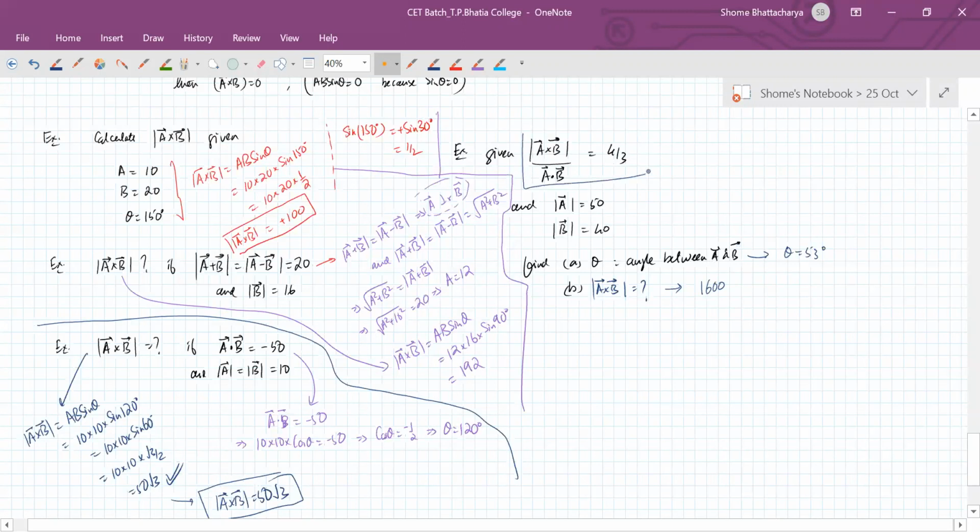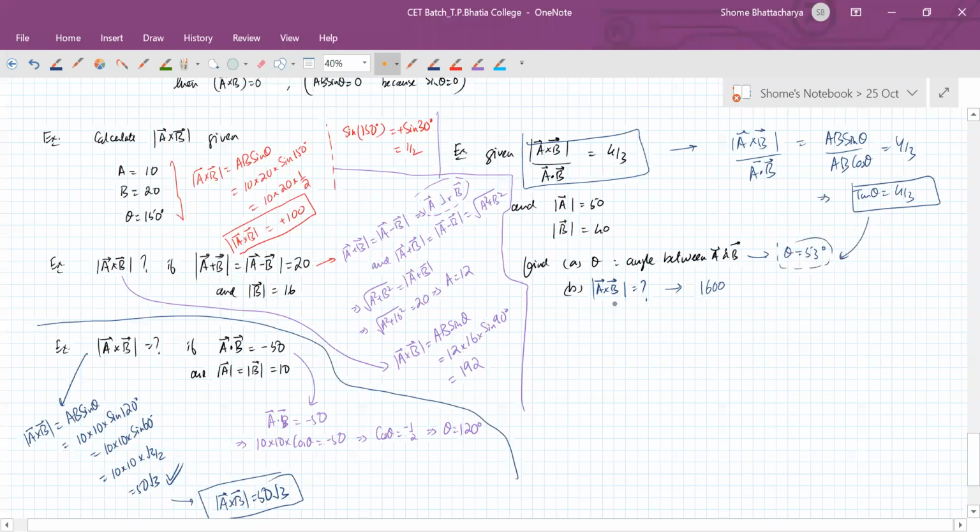Okay. So this statement here, what does this mean? Magnitude of A cross B divided by A dot B. So this is how much? This is AB sine theta divided by AB cos theta, and that is 4 by 3. So that means tan theta is 4 by 3. So that immediately tells you that theta is equal to 53 degrees. And once you know this, now obviously just apply the formula.